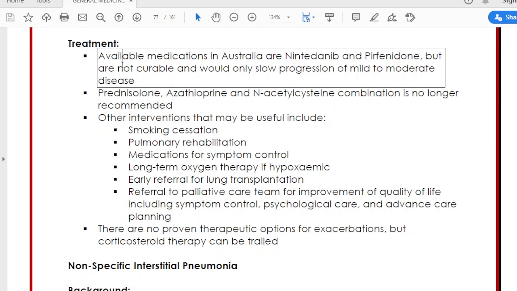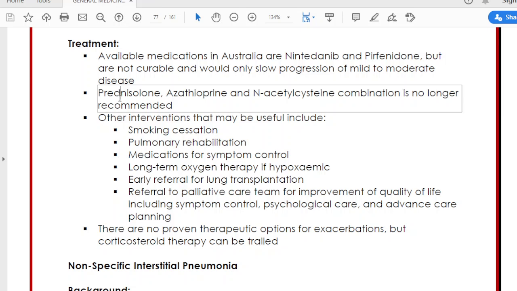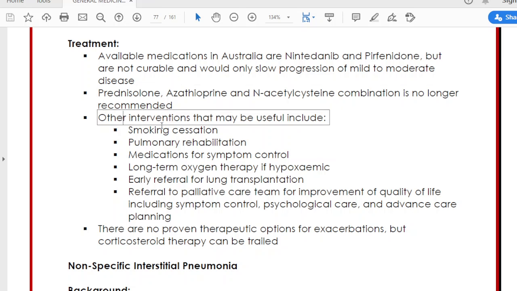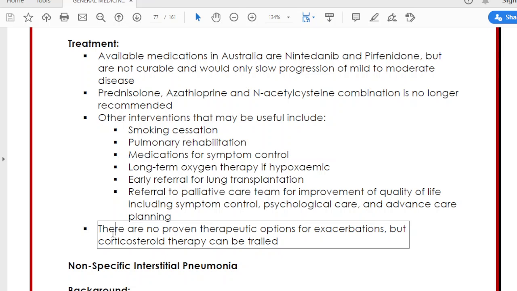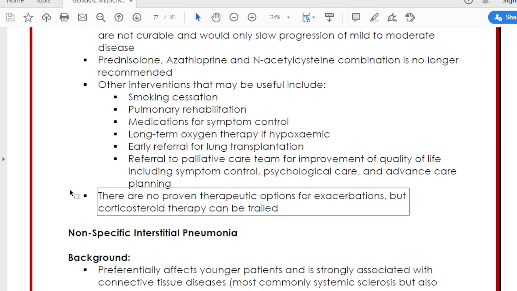Treatment. Available medications in Australia are nintedanib and pirfenidone, but they are not curable and would only slow progression of mild to moderate disease. Prednisolone, azathioprine and N-acetylcysteine combination is no longer recommended. Other interventions that may be useful include smoking cessation, pulmonary rehabilitation, medications for symptom control, long-term oxygen therapy if hypoxemic, early referral for lung transplantation, referral to palliative care team for improvement of quality of life including symptom control, psychological care, and advanced care planning. There are no proven therapeutic options for exacerbations, but corticosteroid therapy can be trialed.